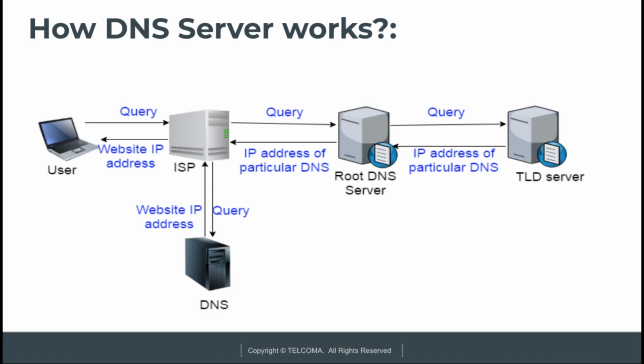Let's suppose the user query first goes to the recursive resolver that is operated by an ISP, and it is present in the client link or user network. The recursive resolver knows where to send the query in the network. After that, the recursive resolver talks with the root DNS server about the IP address of the website.